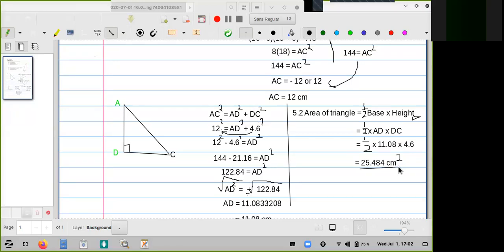So that's how we use Pythagoras theorem. Remember, I said Pythagoras theorem only works on a right-angled triangle, and it only works if we are given two sides. If we know two sides, then we calculate the third side. That's it.